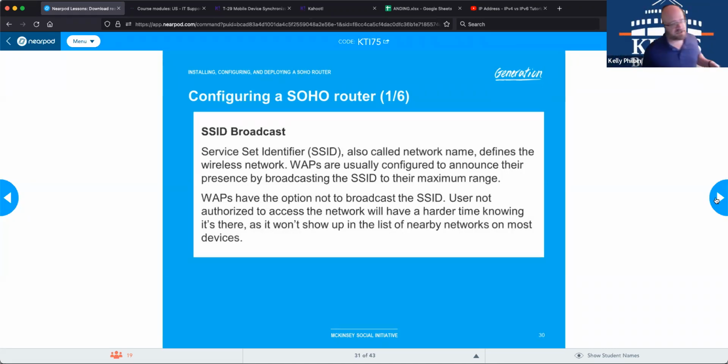You have the option to broadcast or not broadcast your SSID. When you go to log in on your phone and you're looking for all available networks, those are ones that are broadcasted. The wireless access point is sending out a signal: here's what I'm called, here's who I am. You can opt to not broadcast if you wish. They call this a security measure.